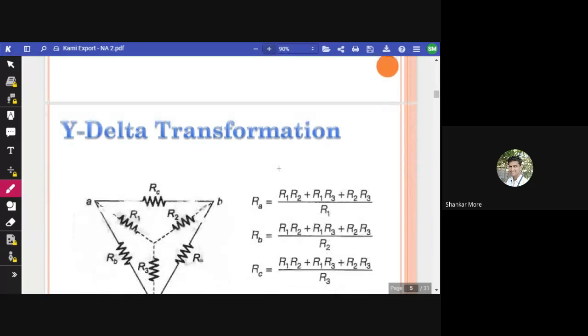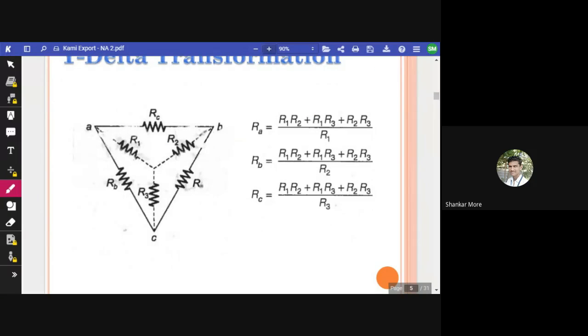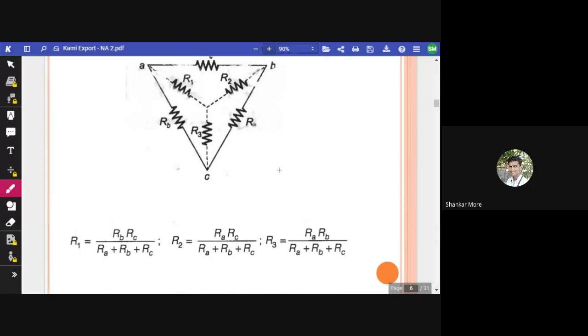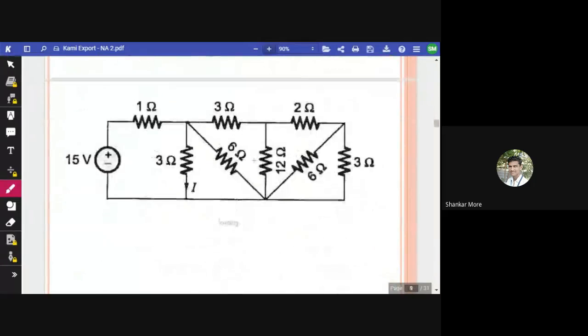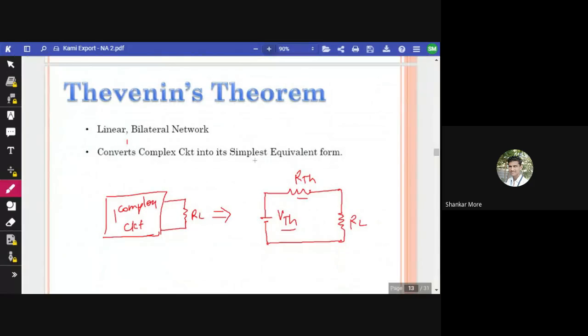Okay, so we have seen Y-delta transformation, or it is also called star-delta transformation. I have given these formulas to you also. I'll be providing this PPT to you also today. After the class, I will be sharing this PPT on the group. So after that, whatever we have seen, let me just quickly go to Thevenin's theorem.